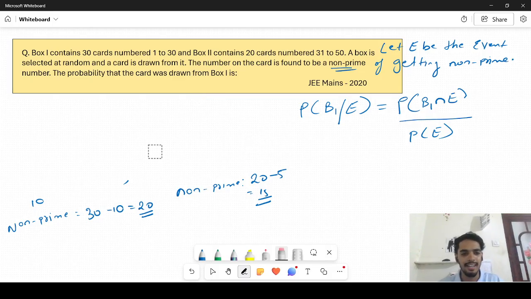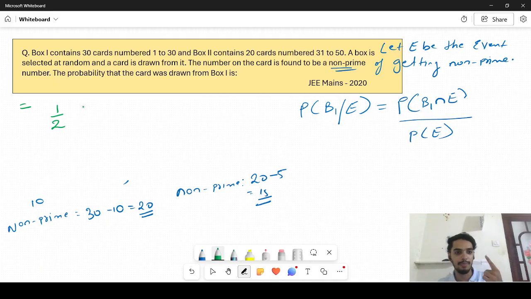Why is this not getting raised, guys? Come on, let's solve this. Probability of B1 given E. Let me solve this. Probability of B1 intersection E means what? What is the probability of B1, the probability of getting box 1? How many boxes are there? There are two boxes. The probability of getting box number 1 will be 1 by 2.